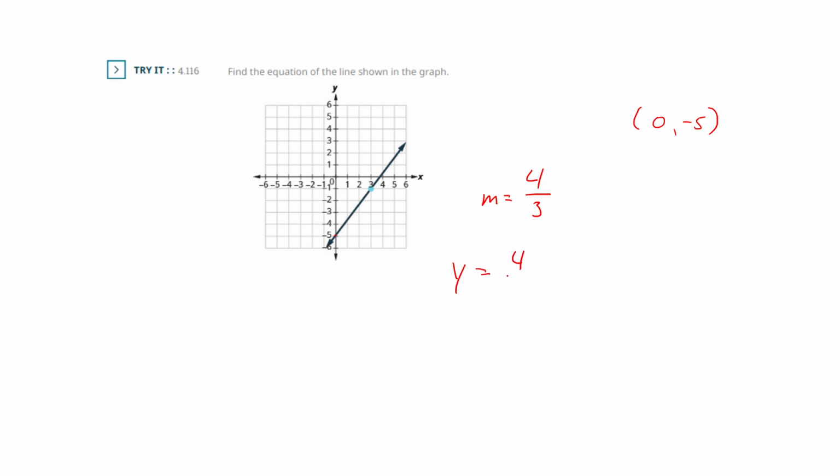Put it in our slope-intercept form. Don't forget the x. People will often forget the x. All right, there's my equation.